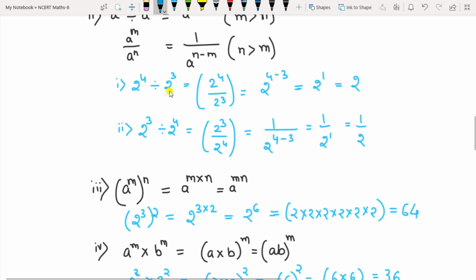So you can see the examples here. 2 raised to 4 divided by 2 raised to 3. First write like this in the division form. Then you can see 4 is greater, so 3 will move up to the numerator. So it will become 4 minus 3 and the answer is 2.